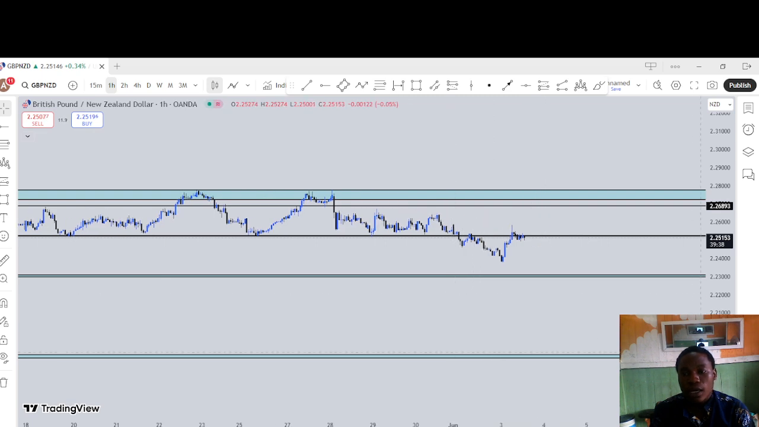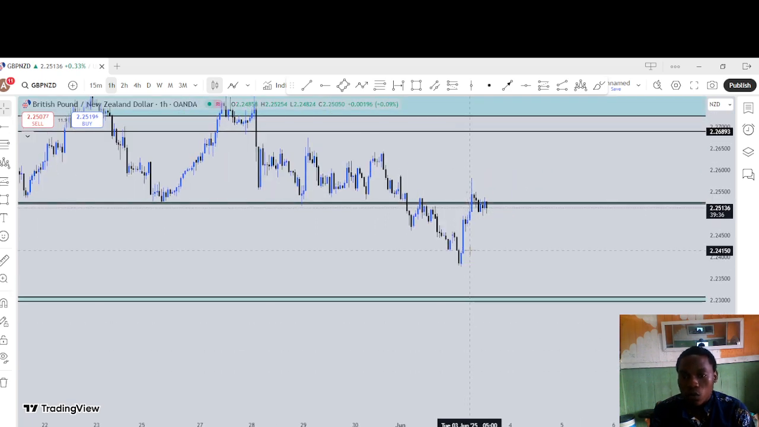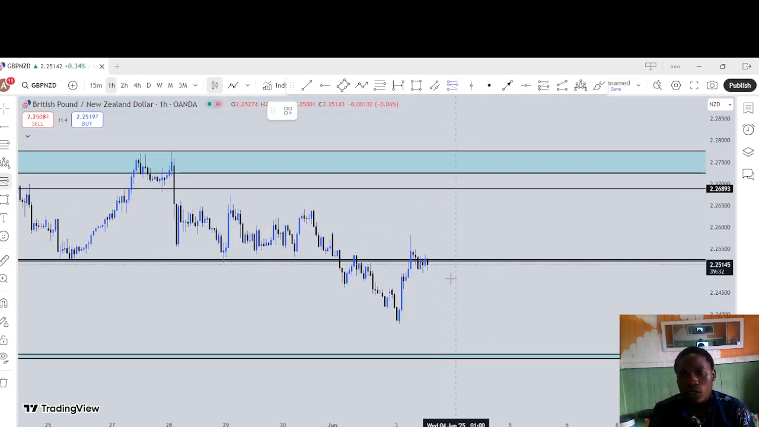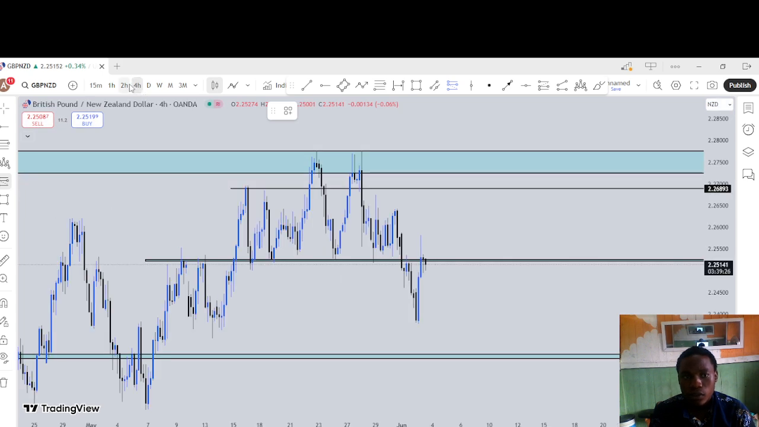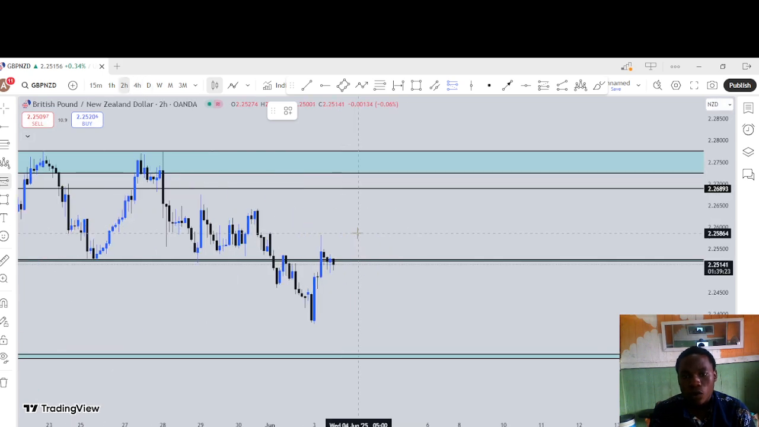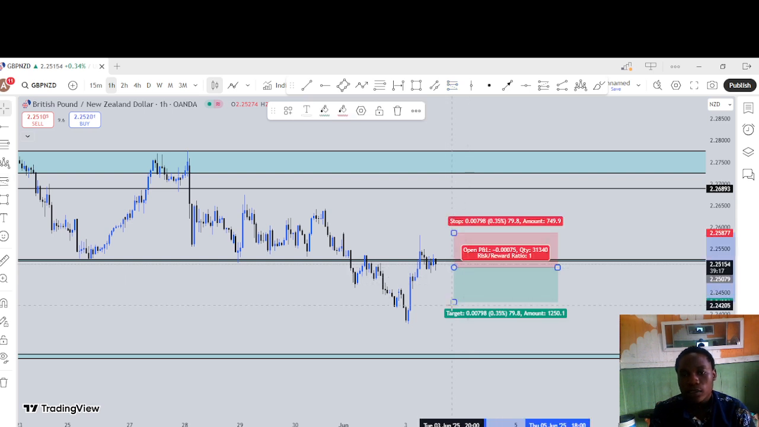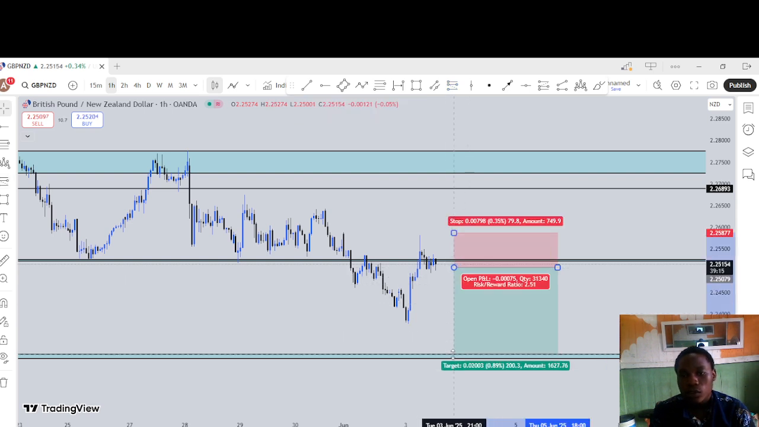We can actually enter based off the 1 hour. If you have to enter on the 1 hour time frame, we need to pick a sell based off what I'm saying here. You can see how the 4 hour is doing, the 2 hour. So once we see an engulfing, the 1 hour looks good for entry right now. We can actually enter it, then we target here.